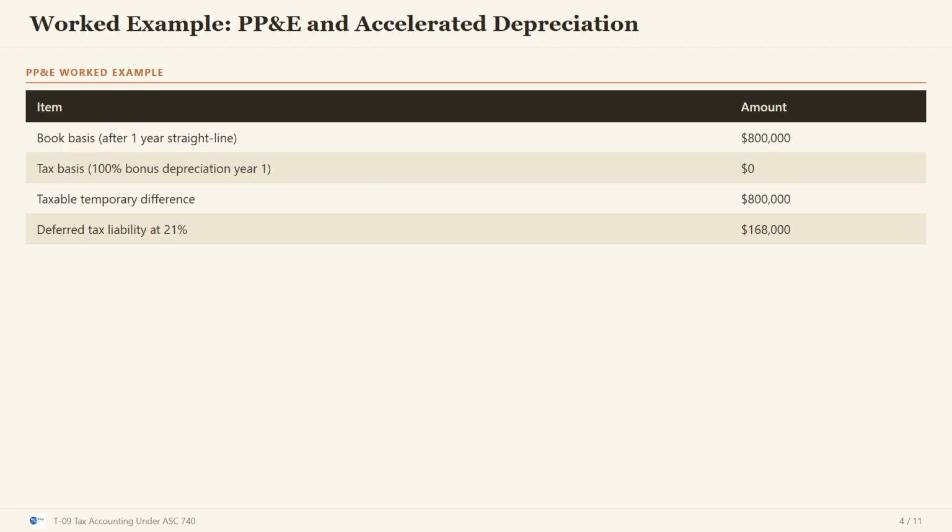Let's put numbers on this. The company buys equipment for $1 million and depreciates it straight line over 5 years for the books, so after 1 year the book basis sits at $800,000. For tax purposes it takes 100% bonus depreciation in year 1, so the tax basis drops straight to zero. That leaves an $800,000 taxable temporary difference, book basis higher than tax basis. Multiply that by the 21% enacted corporate rate, and you get a deferred tax liability of $168,000.